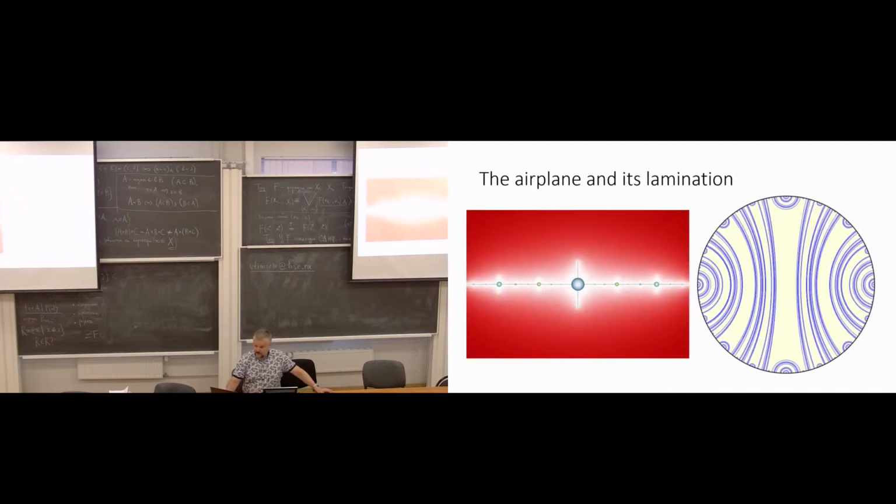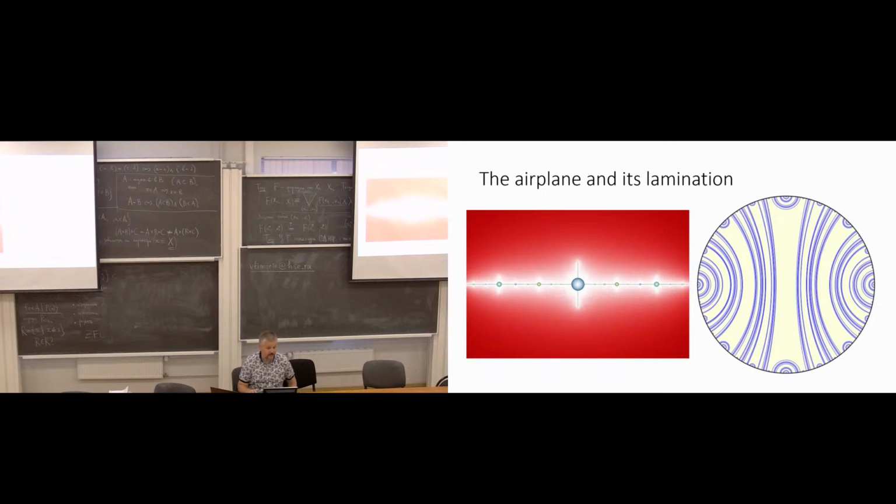Now, another picture is the so-called airplane. What happens with the rabbit, I forgot to say this, and with the airplane also, is that you have a periodic cycle of period 3 containing the critical point 0. So for the basilica, the critical point had period 2, and now for the rabbit and for the airplane, it has period 3.